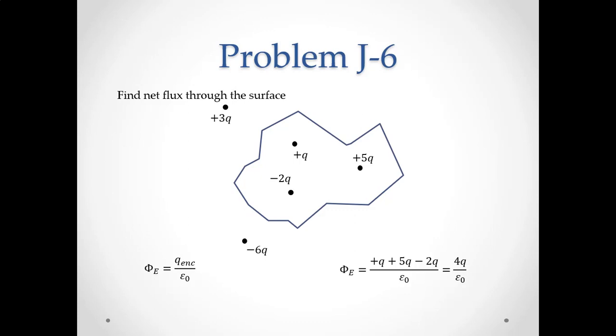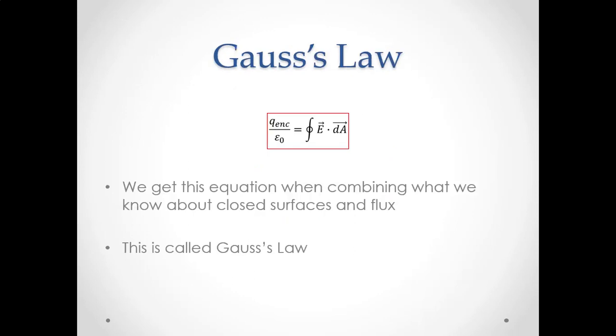So the net charge enclosed is plus q plus 5q minus 2q. And so the net charge enclosed is 4q and then divided by epsilon naught. There we go, I would have found the flux through the surface. So actually finding net flux through the surface is pretty easy. All you need to know is how much charge is enclosed. If you can find net flux through the surface, you can actually work backwards to figure out the amount of charge that's actually enclosed.